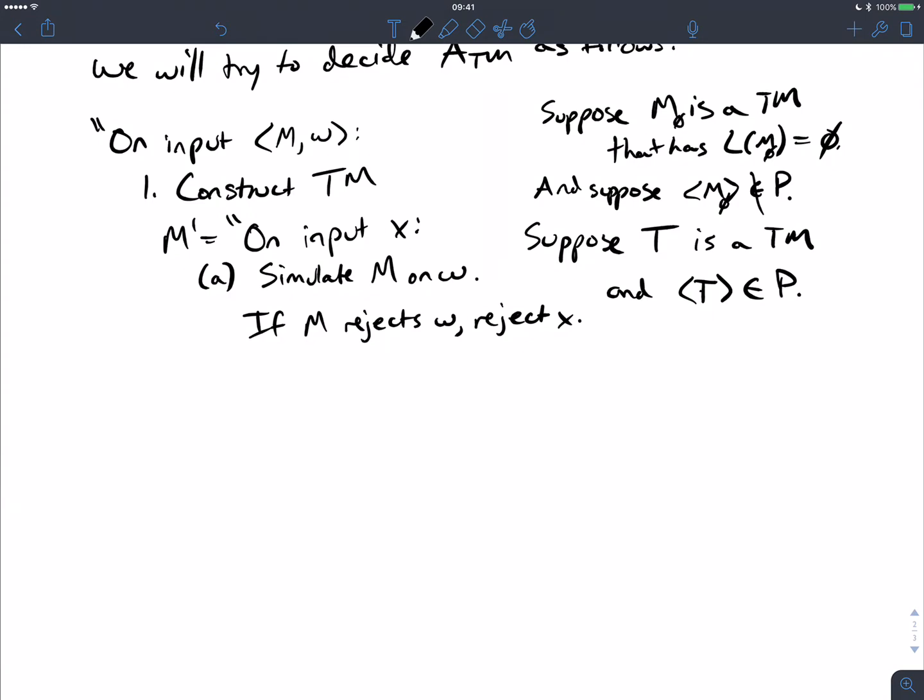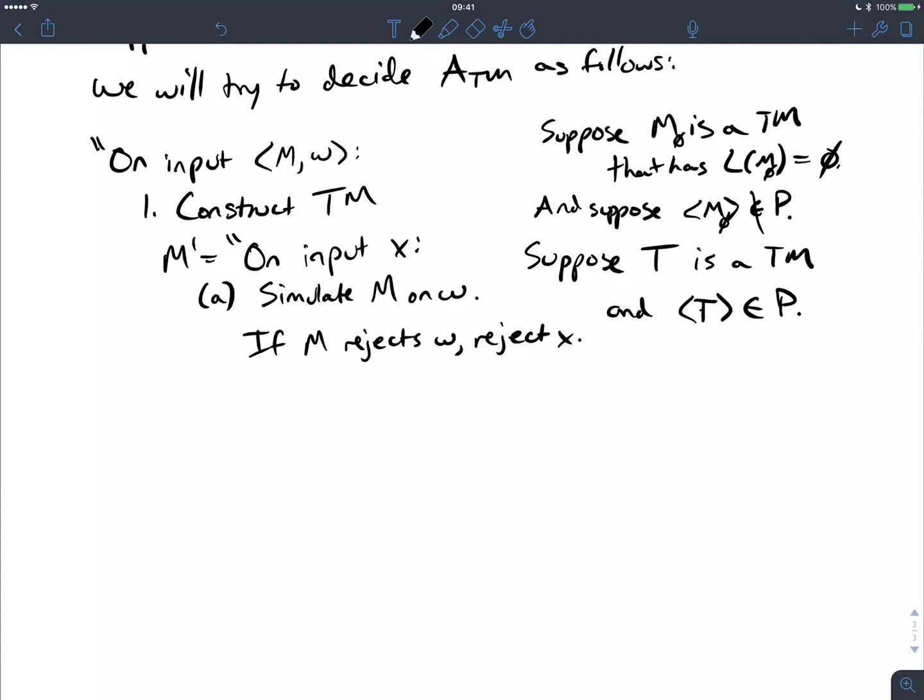So I'll go over it. The fact of whether M accepts W, says accept or runs forever or whatever on input W, is fixed. So that must mean if M rejects W, that fact, whether it's true or false, is fixed. So if M rejects W, I'm going to reject every X that this M prime could ever receive. So its language, if that's true, must be empty. If M really does reject W, it'll reject every possible input. So its language is empty.